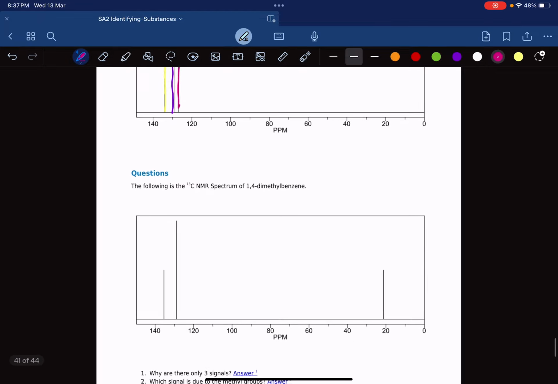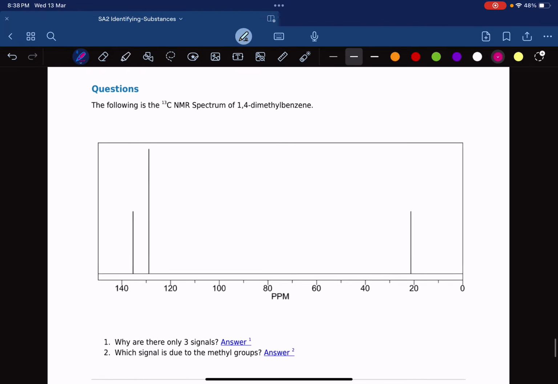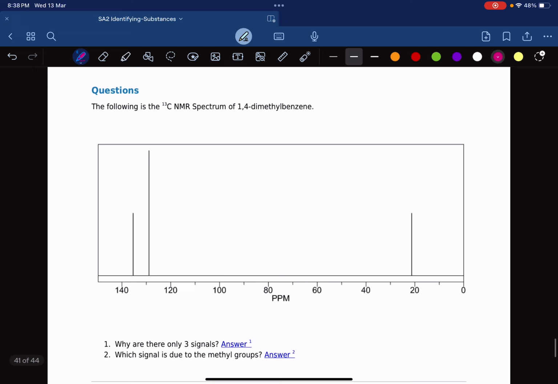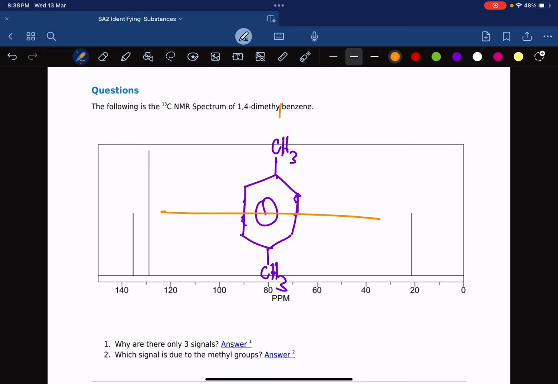Okay, so let's look at this one. The following is the carbon NMR for 1,4-dimethylbenzene. So benzene is something like this, a hexagon ring. It has 1 methyl over here and 1 methyl over here. In this case, I hope you realize you can split it this way, and you can also split it this way. So this carbon, this carbon, this carbon and this carbon are identical to each other because there is symmetry in 2 ways.